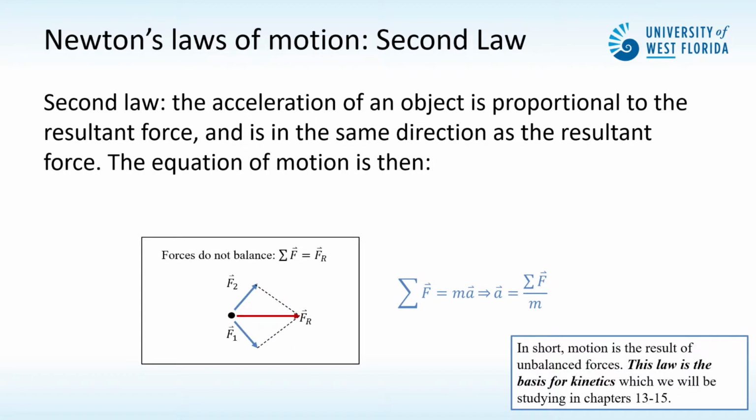The second law says that the acceleration of an object is proportional to the resultant force acting on it, and it's in the same direction as the resultant force. The equation of motion is then sigma F equals ma. We will work a great deal with this equation.